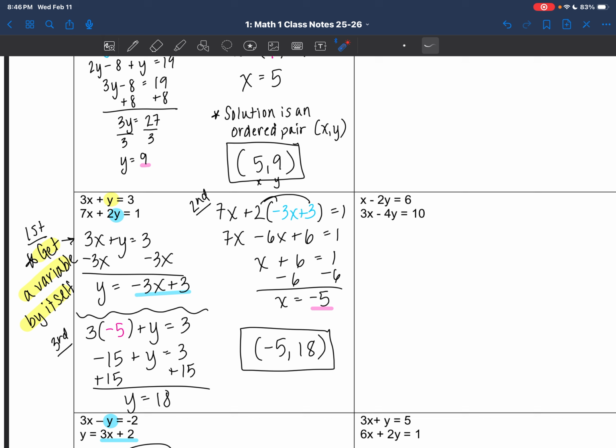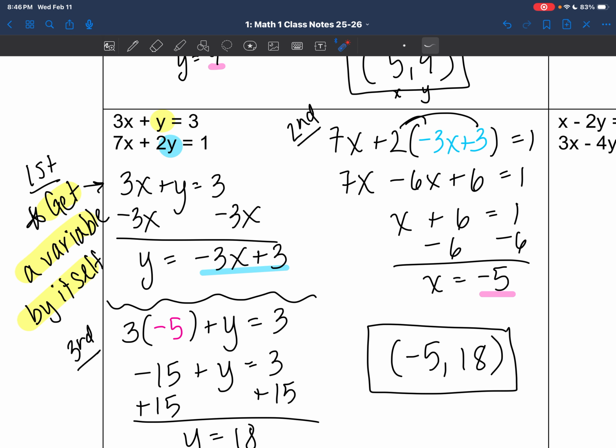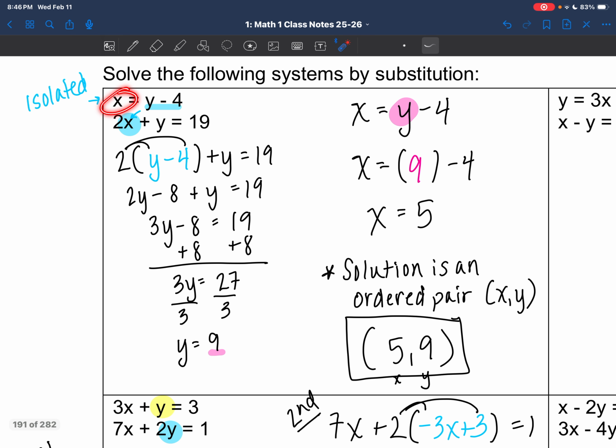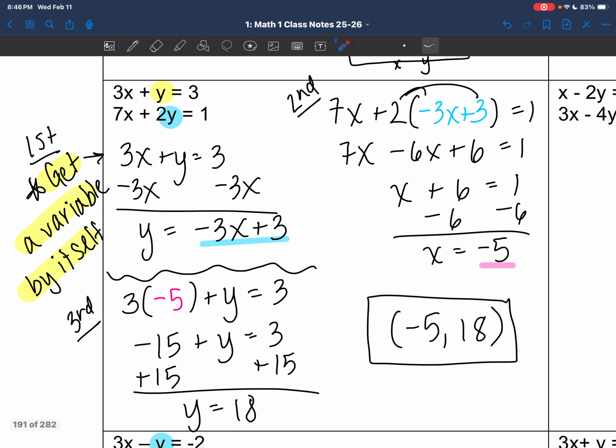Now we're going to do this one. This one is a little different because here we already had a variable by itself, but here we don't have a variable by itself, so we have to get one by itself. It doesn't matter which equation you pick, but the first equation is a little bit easier to get y by itself because it doesn't have a coefficient.